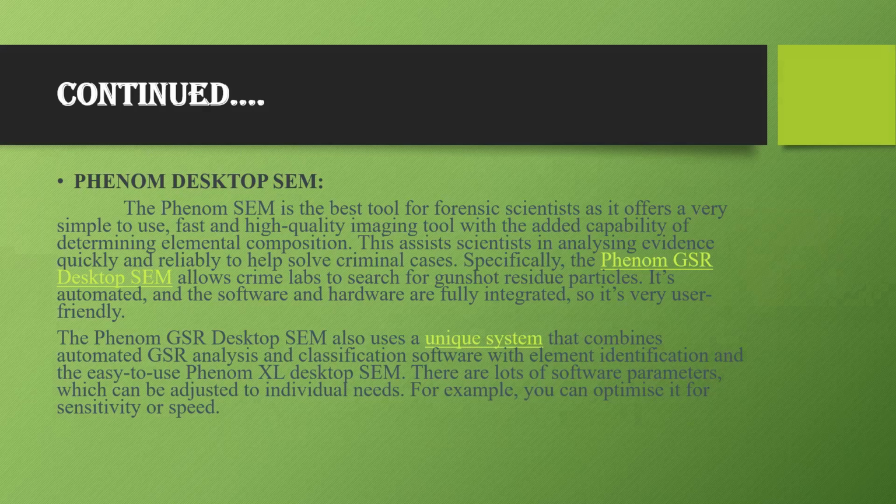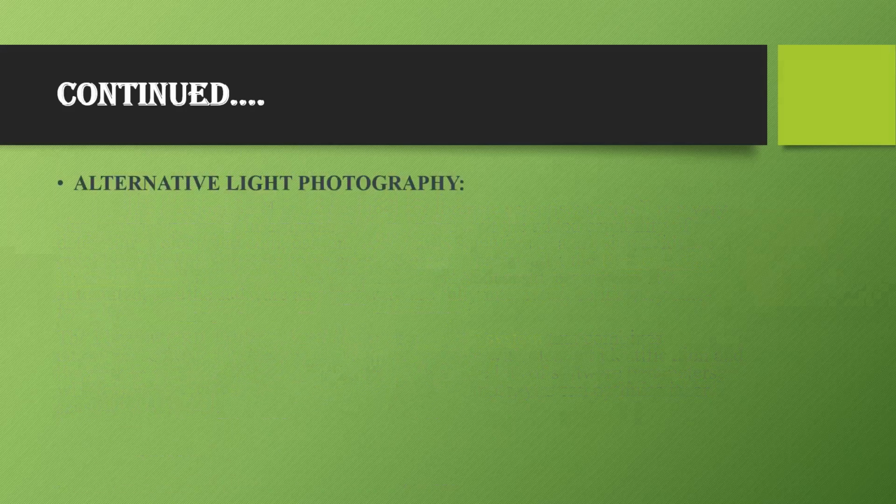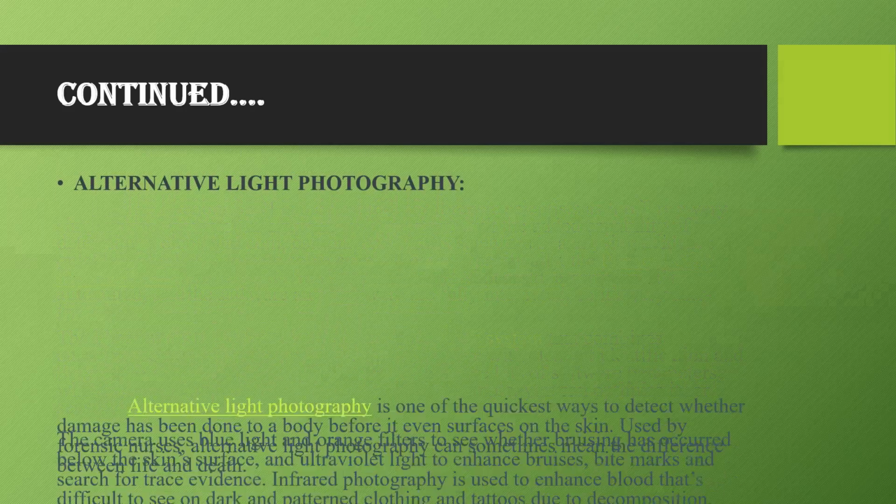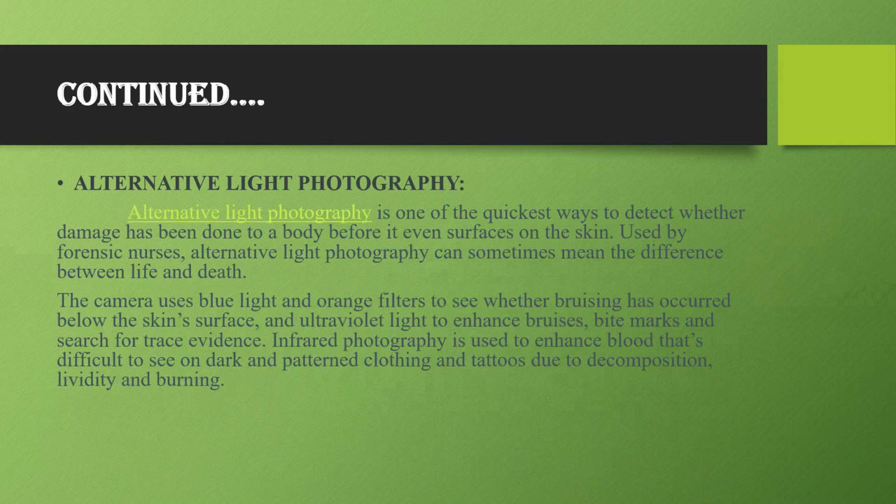The Phenom GSR desktop SEM also uses a unique system that combines automated GSR analysis and classification software with element identification and the easy to use Phenom Pro X desktop SEM. There are lots of software parameters which can be adjusted to individual needs. For example, you can optimize it for sensitivity or speed. Second one is alternative light photography. Alternative light photography is one of the quickest ways to detect whether damage has been done to a body.